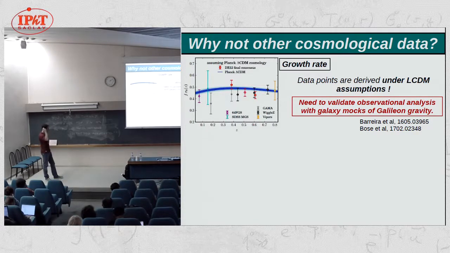A lot of people, too many people, fail to appreciate that these points here are not direct measurements. These points are derived by processing galaxy clustering data with very elaborate models of redshift space distortions, galaxy bias, and prescriptions for nonlinear structure formation. These models were developed having lambda CDM or GR in mind, and they are only validated in galaxy mocks of lambda CDM and GR.